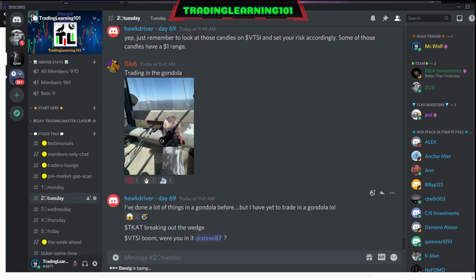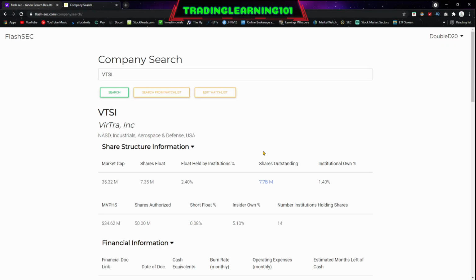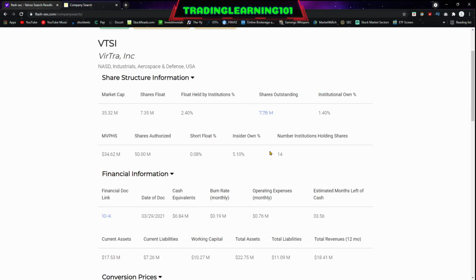So VTSI, gapping up on the gap scanners. I want to dig into this for a day trading opportunity. It's on my watch list. Let's see what some of the first things I would look for. First thing I'm going to look at, the float. How many shares are available to the public to trade? Float held by institutions, it's low at 2.5%.